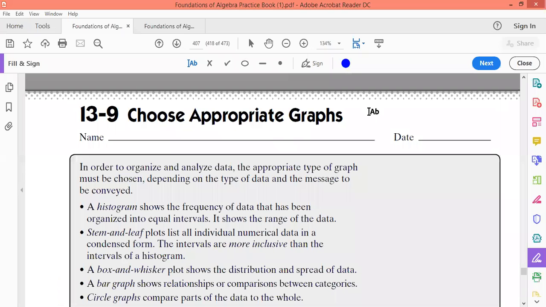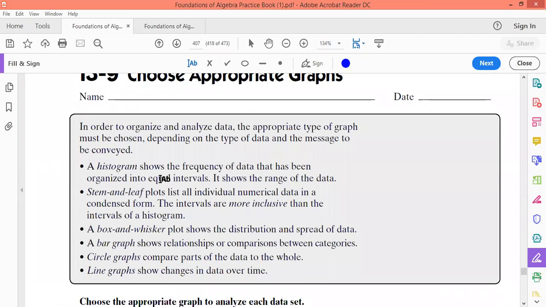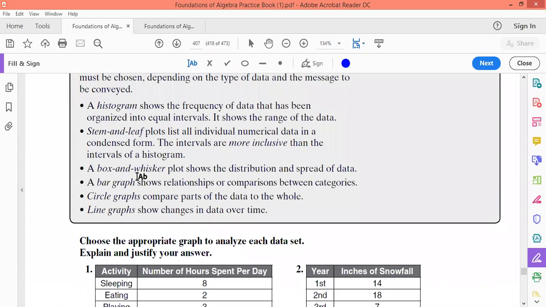Here, lesson 13.9, choose appropriate graphs. There are different types of graph: histogram, box and whisker plots, bar graph, circle graph, and line graph.